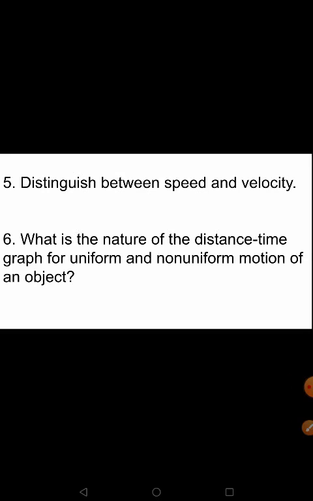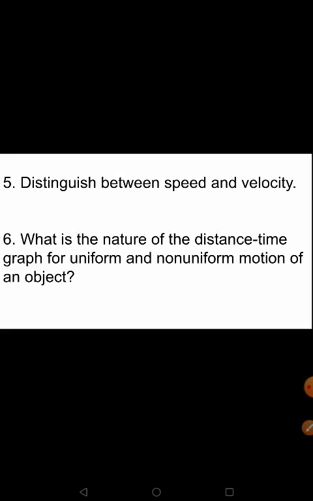Second, when you are talking about speed, the direction of motion of the object is not specified, but when you are talking about velocity, the direction of the motion of the body is specified. Then speed has only magnitude, therefore it is a scalar quantity. Velocity has both magnitude and direction, therefore it is a vector quantity.